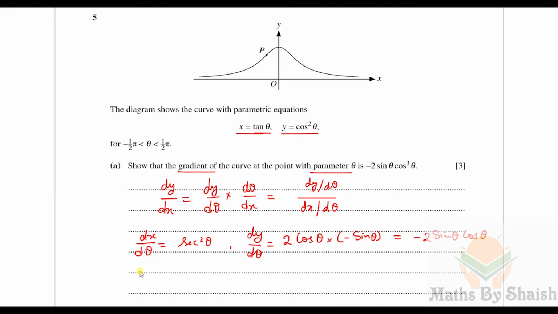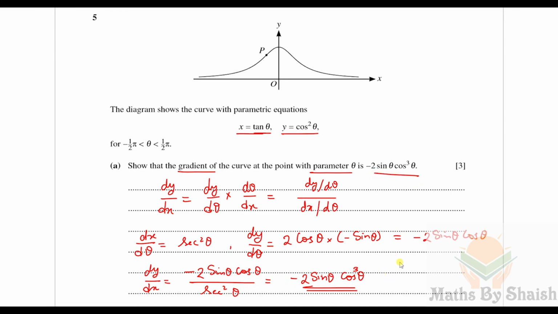Altogether now we will find dy over dx, the gradient of the curve. So dy over dx is dy over d theta, minus 2 sin theta cos theta, over dx over d theta, that is sec square theta. And now 1 over sec theta is cos theta, so it becomes minus 2 sin theta cos theta into cos square theta, so it becomes cos cube. So that's the gradient of the curve.